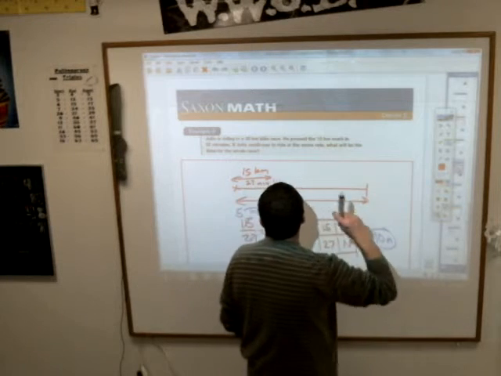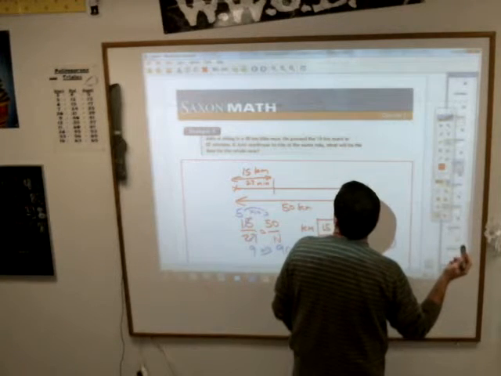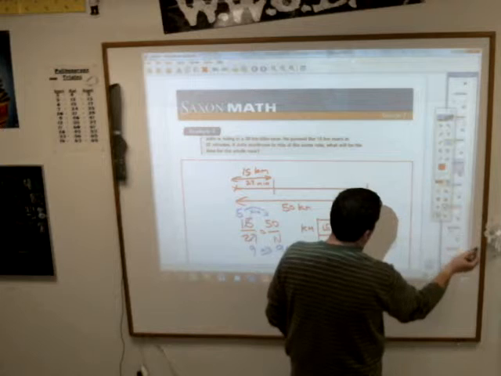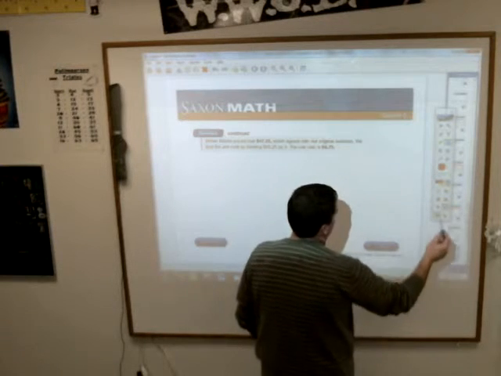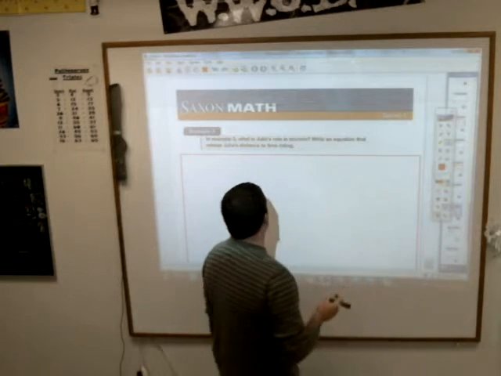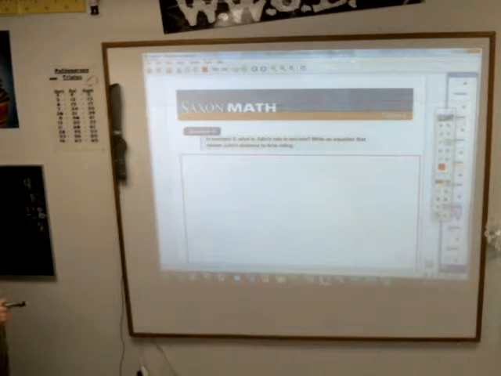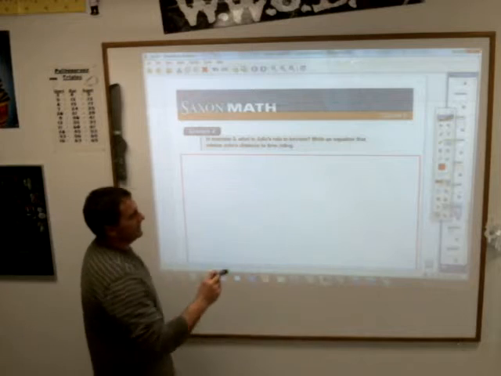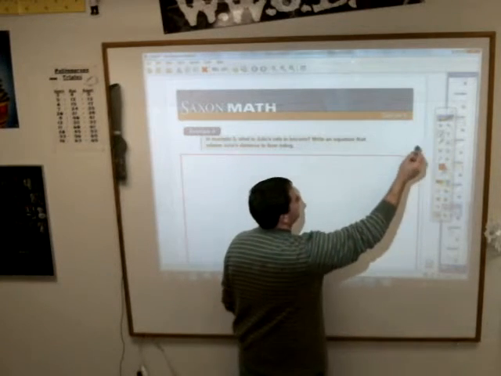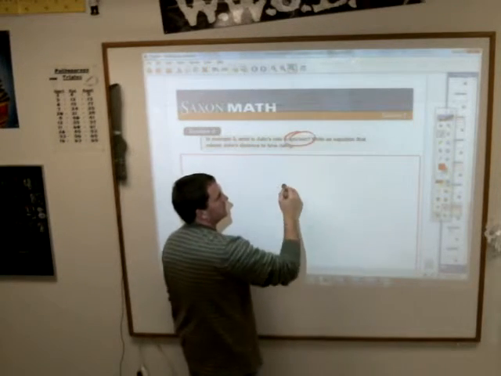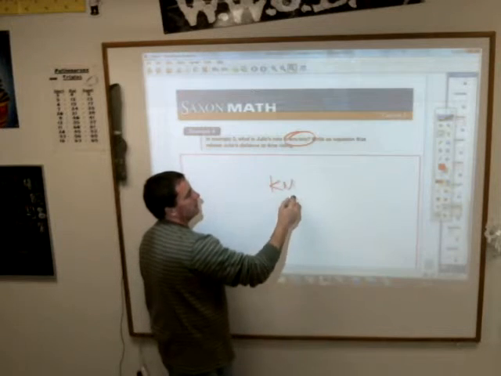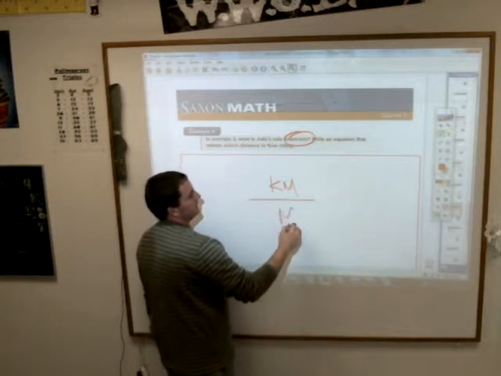There's Julio riding 50 kilometers. We just did that one. He did 50, I know, but we need it for this one. No, where was it? This one. In example 3, what is Julio's rate in kilometers per minute? Now take a look at this. What do you see? They give you the fraction that they want. What is it? They want kilometers over minutes.